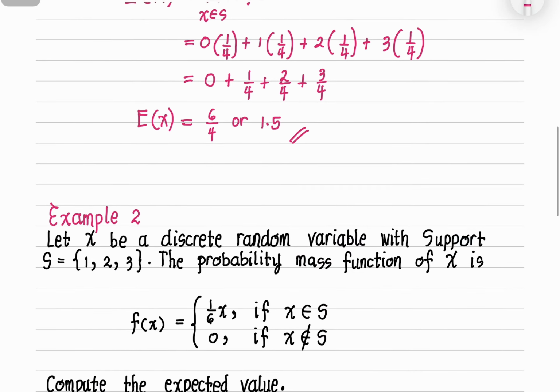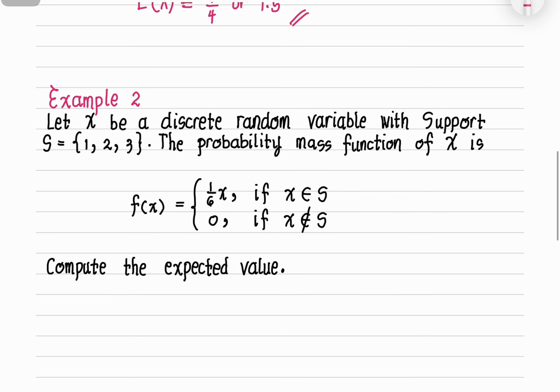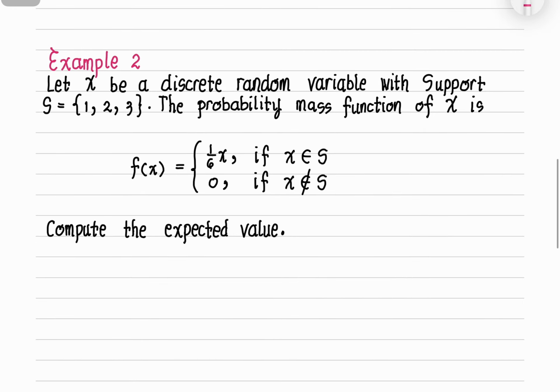So, now, proceed tayo sa example number 2. Okay. So, here, example number 2. Let X be a discrete random variable with support S = {1, 2, 3}. The probability mass function or PMF of X is f of x is equal to 1 over 6 times x, if x is an element in the support, 0 otherwise. Compute the expected value. Okay guys, dito, same lang sa example number 1 natin.